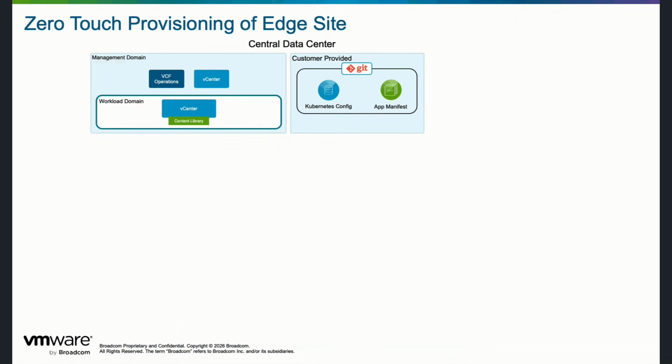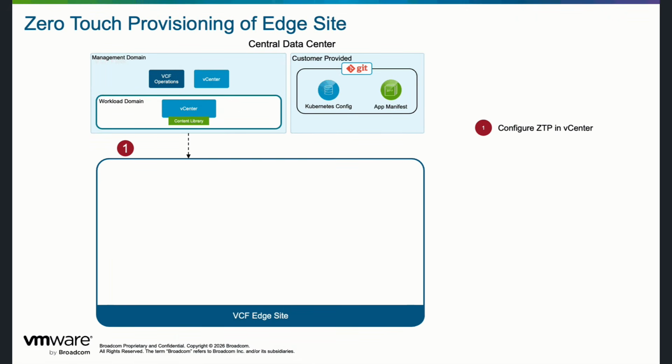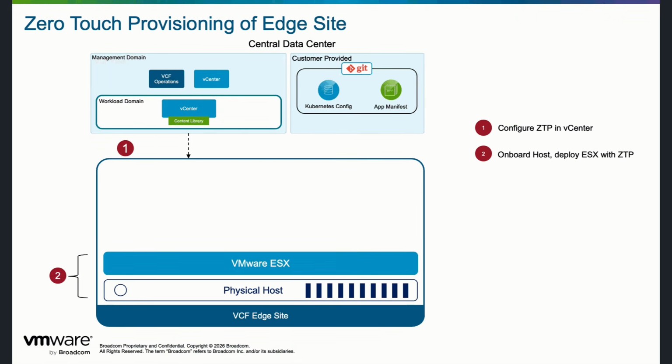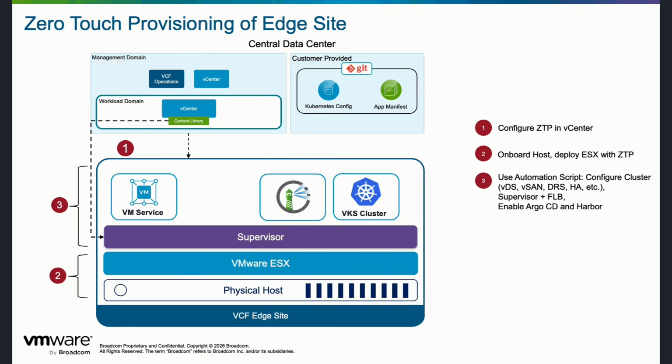Zero-touch provisioning in VCF Edge 9.1 fundamentally changes the economics of edge site deployment. Broadcom has engineered this capability to remove the two barriers that consistently slow edge expansion: the need for on-site expertise and the time cost of manual configuration.